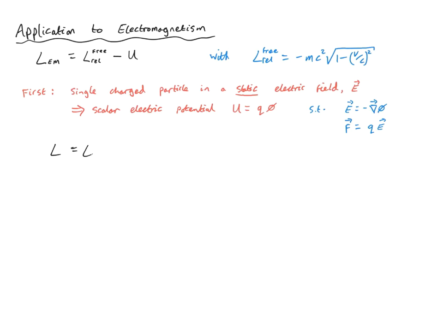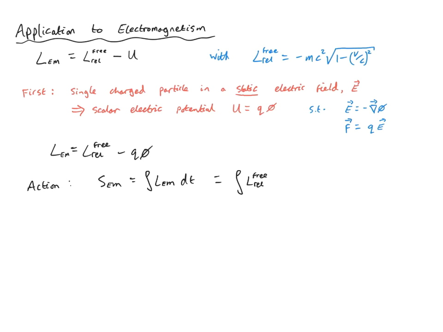We have the relativistic free Lagrangian minus q times phi. But is this expression really correct? If so, it would imply that we could write down an action for electromagnetism, which would be the integral of the electromagnetic Lagrangian dt.